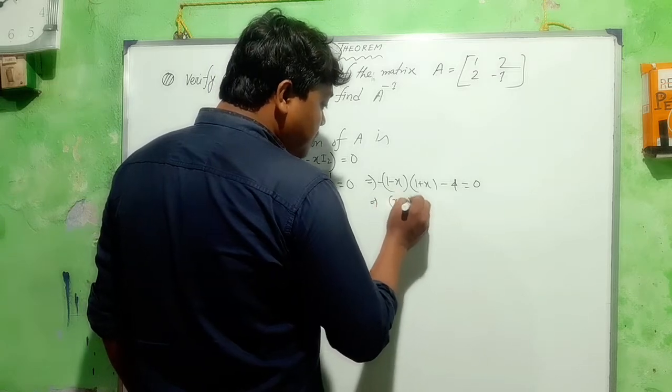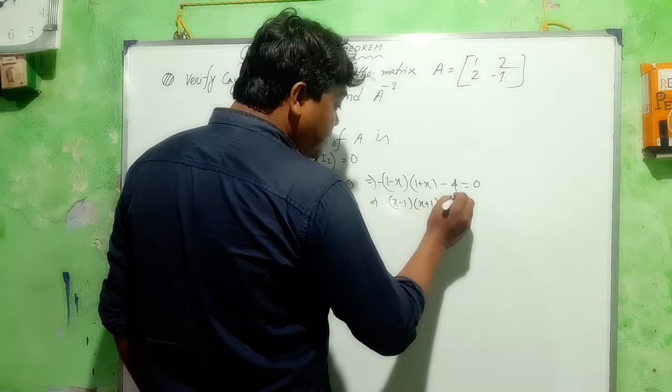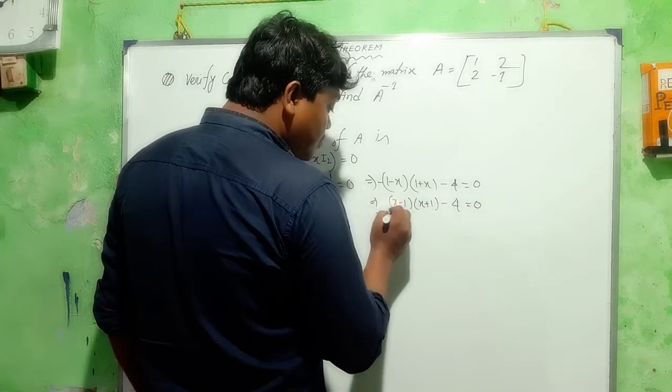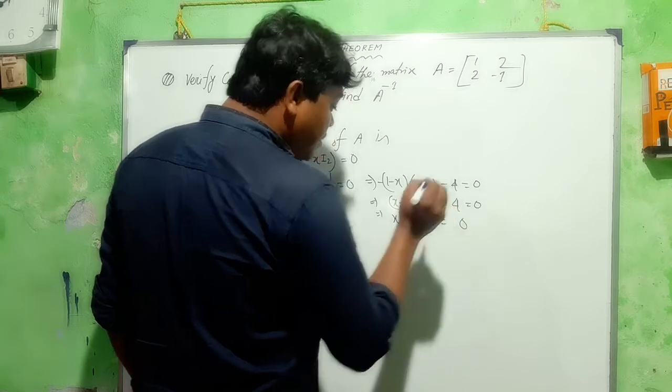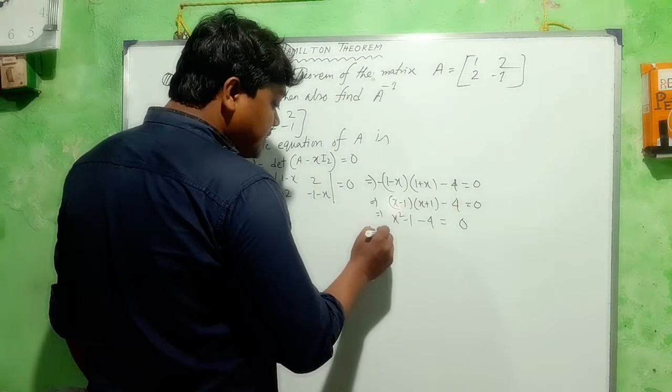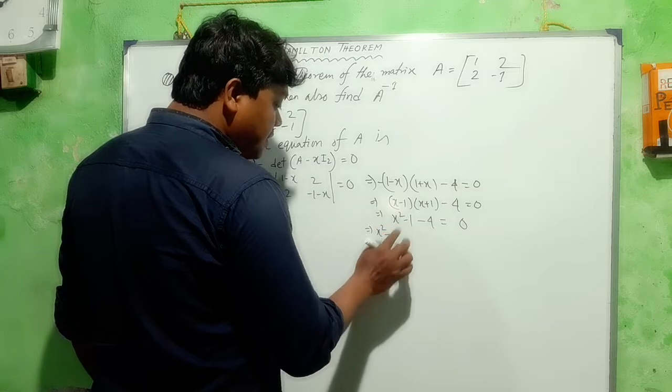That gives x minus 1 into x plus 1 minus 4 equals 0. So x square minus 1 minus 4 equals 0. That means x square minus 5 equals 0.